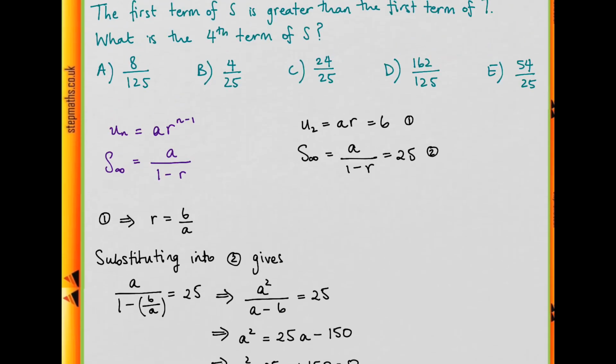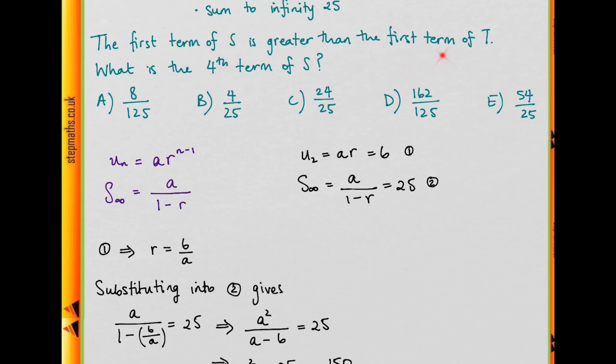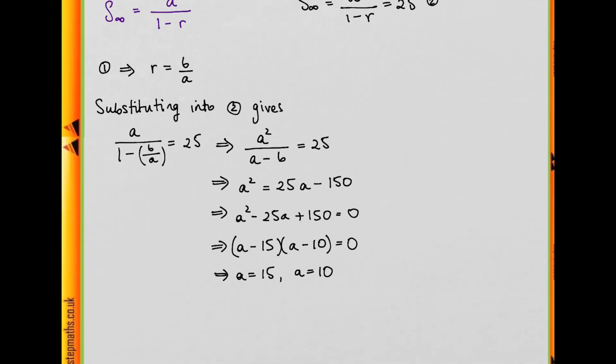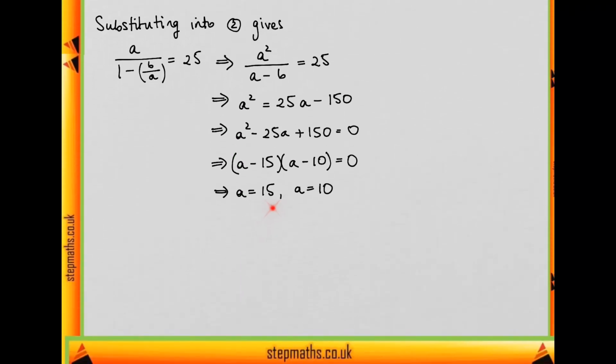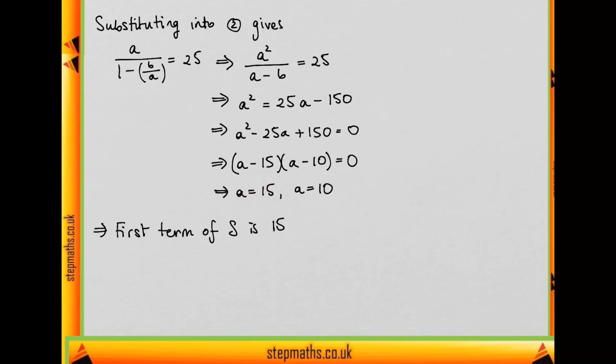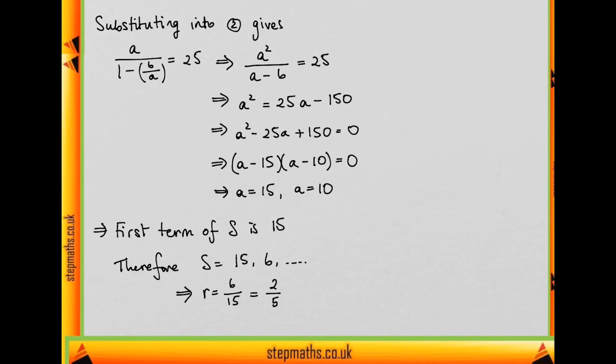And they tell us that the first term of S is greater than the first term of T, so we know that the first term of S is going to be 15, because that's bigger. So S is a progression that goes like 15, then 6, then whatever other terms there are. So if we want to find out the common ratio now, we can just divide 6 by 15, and that's just the same as 2 over 5.